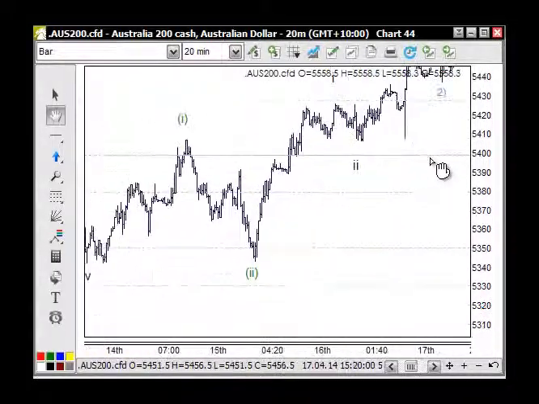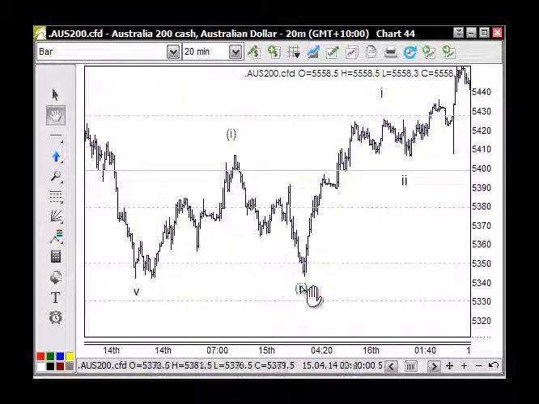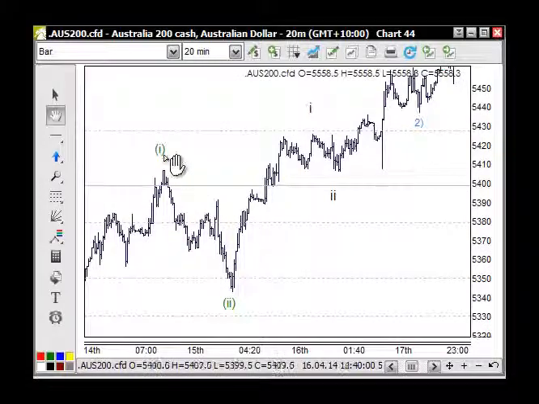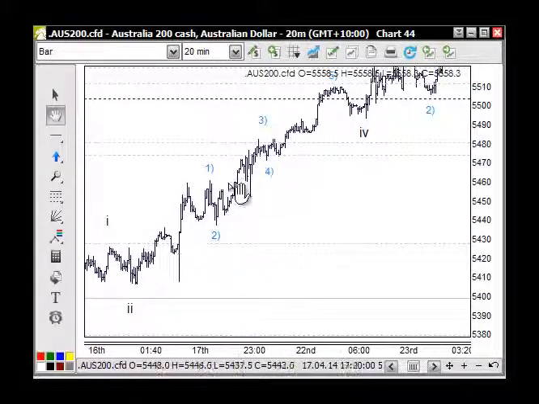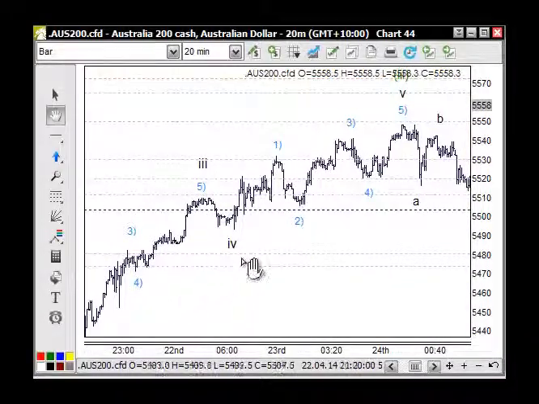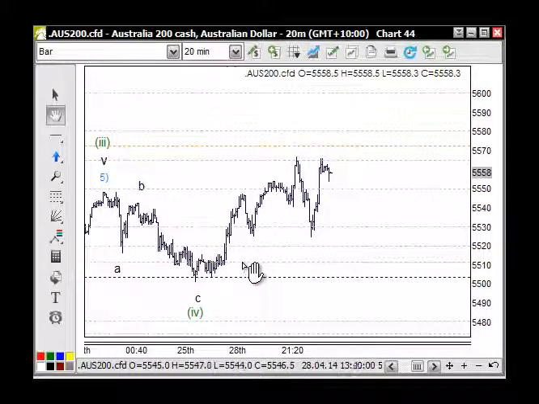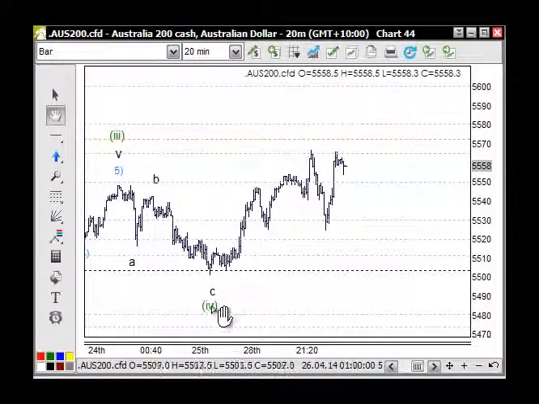Been a bit of a tricky one to count, and I don't even know if we should start the count from where I've done here, or actually have this green wave 1 to here. I'm not quite sure about that, and none of this really works out perfectly either, but I think I've got the best possible count that we've got for this. So I could put green wave 5 on top of this little guy here, because we've got 1, 2, 3, 4, and 5 to here.